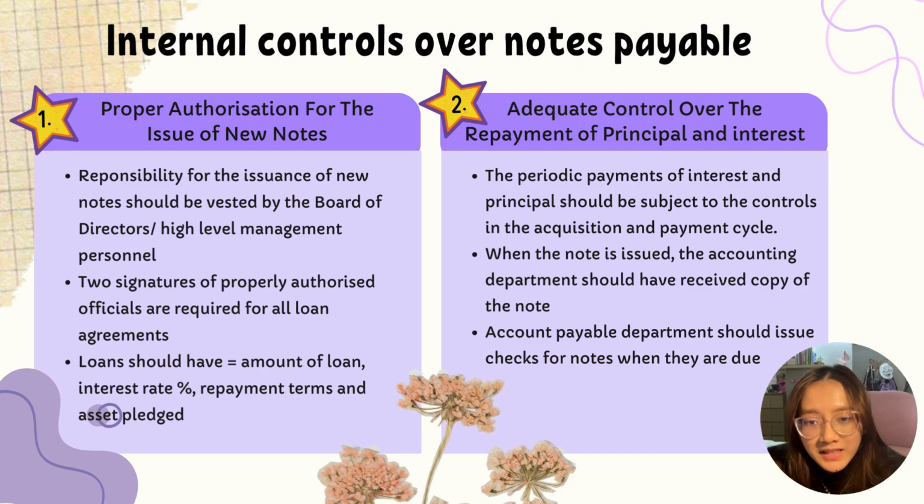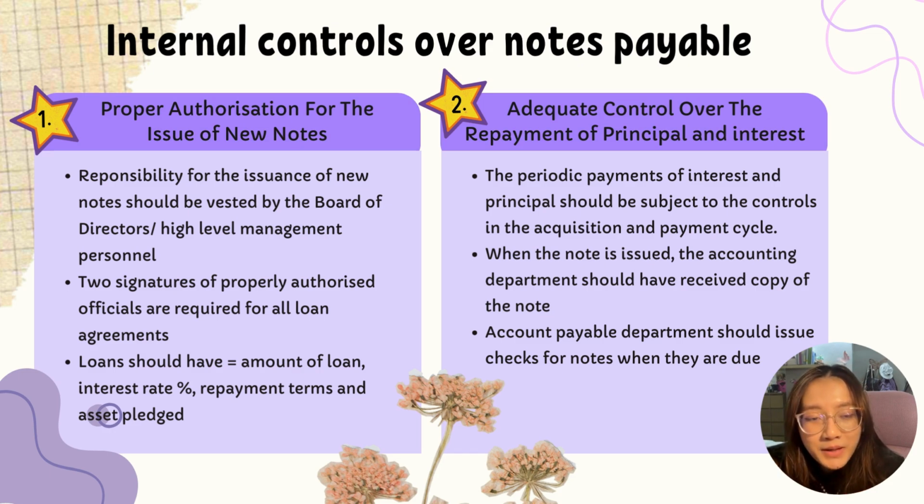For the accounting department, they should receive a copy of the note when issued. This is for documentation and record keeping. When a note is issued, the accounting department must receive a copy of the note. This documentation includes essential details such as the amount of loan, interest rate, and repayment schedule. Having a copy of the note ensures that the accounting department can accurately record the liability on the financial statements and set out a schedule for future payments. It is also for recording setup. The accounting department will use the information from the note to set up records in the accounting system, ensuring that both the principal and interest are tracked correctly.